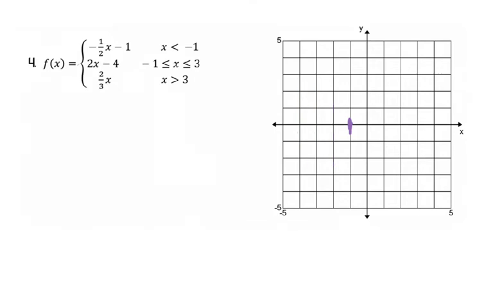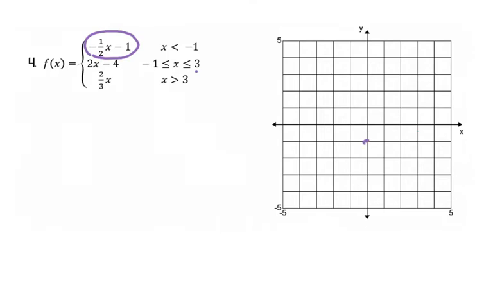And then we've got between negative 1 and positive 3. So between negative 1 and positive 3. And then everything bigger than 3. So everything out here. And so I'm going to do these one piece at a time, obviously. So I'm going to start on the left. So I'll do purple with that. I'm going to go and graph this line.